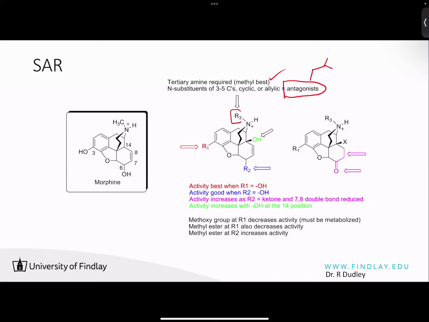All right. So if you were to put a cyclobutyl group or a cyclopropyl group or an allylic group coming off the nitrogen instead of a methyl group, you convert that agonist into an antagonist. And I can tell you that the scientists who made those derivatives weren't necessarily trying to synthesize an antagonist, but what a wonderful discovery that ended up being.